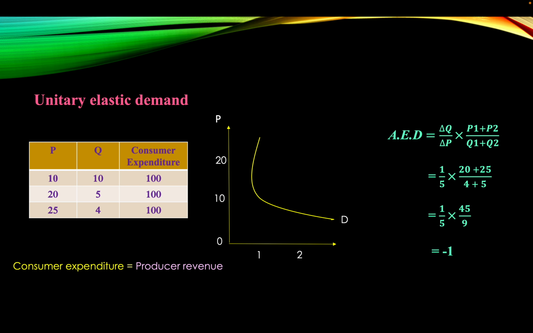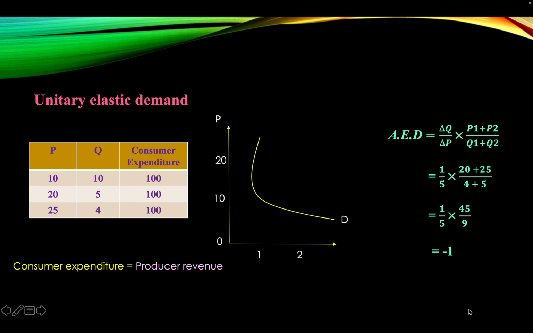Then unitary elastic demand. You can see the price changes over high ranges, and the quantity also changes. So we take the arc elasticity of demand equation. Delta Q, 5 to 4, that means the difference is 1. Delta P, 20 to 25, the difference is 5. And P1 is 20, P2 is 25, Q1 is 5 and Q2 is 4. So you can see the calculation, the coefficient is 1. That means unitary elastic demand.